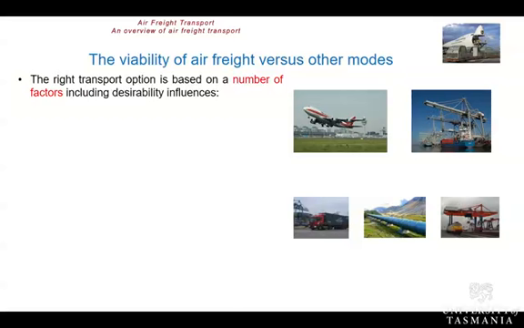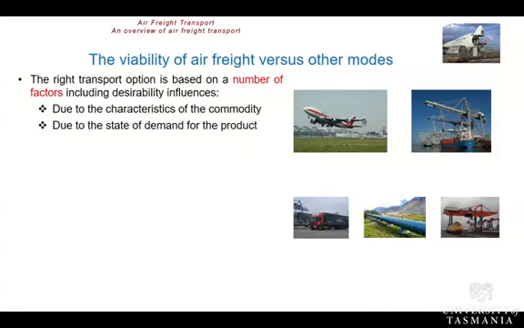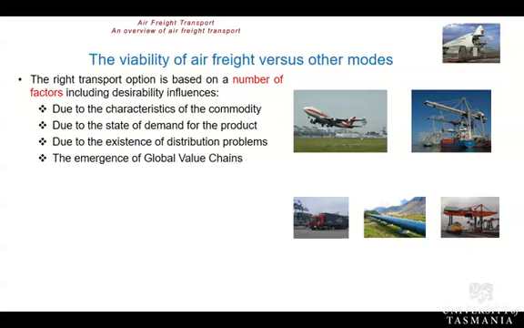So how does moving goods by air stack up against other modes? Now typically that decision-making process when it comes down to it in regards to air freight or to use a different mode has got a lot to do with the characteristics of the commodity itself. Also the stated demand for the product itself, and whether there's an existence of any distribution problems. And another area that impacts on the choice of air cargo is the emergence of global value chains.